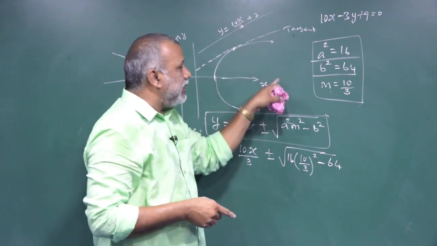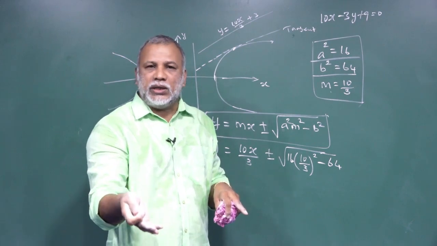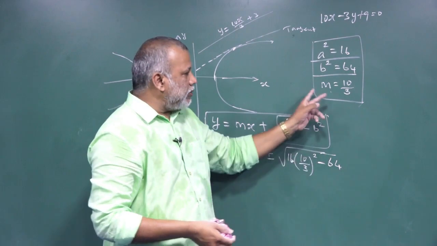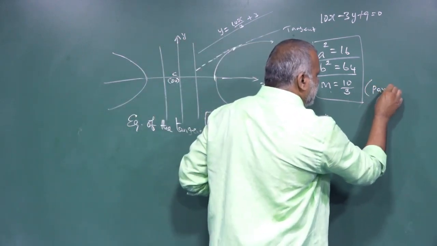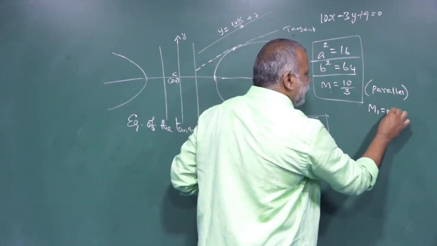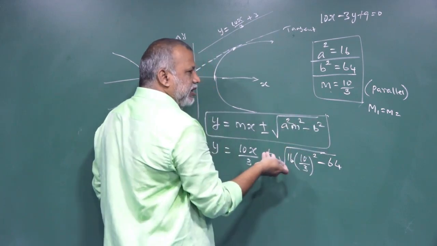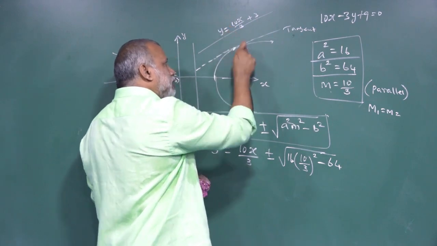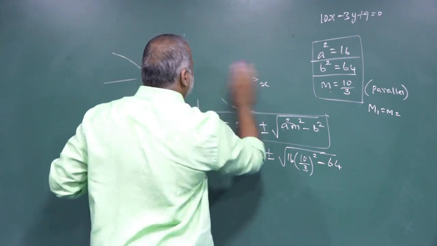Before that we already discussed, if the line is perpendicular, then we work out the concept that the product of the slopes m1 into m2 equal to -1. From that we are able to work out the slope of the required line. Now it is parallel, so you can write here parallel. Parallel means slopes are equal, therefore m1 equal to m2. Then only I am selecting this m equal to 10 by 3 straight away. This 10 by 3 is the slope of the given line and also the slope of the tangent. That is the concept. Now we have to simplify this one.